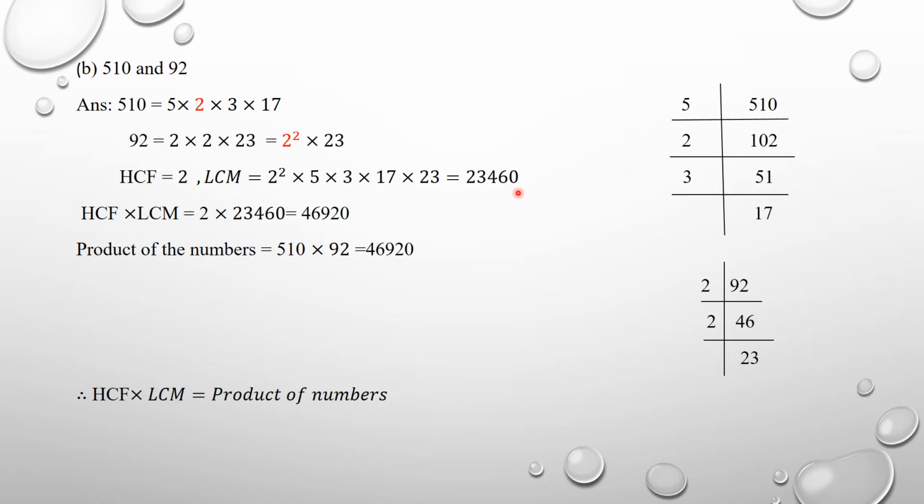23,460. To find the relation, HCF into LCM is equal to 2 into 23,460, which is 46,920. The product of numbers is 510 into 92, which is also 46,920. Therefore, we can say HCF into LCM is equal to product of the numbers.